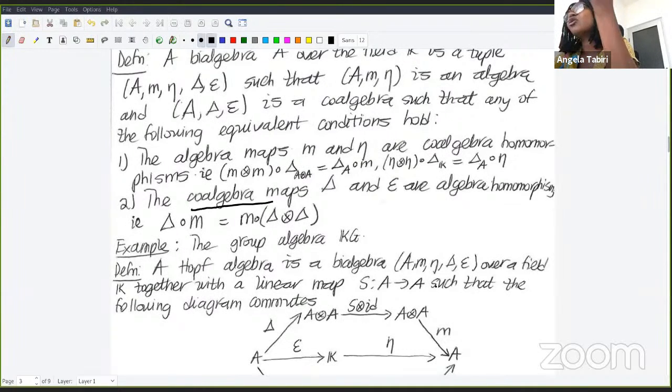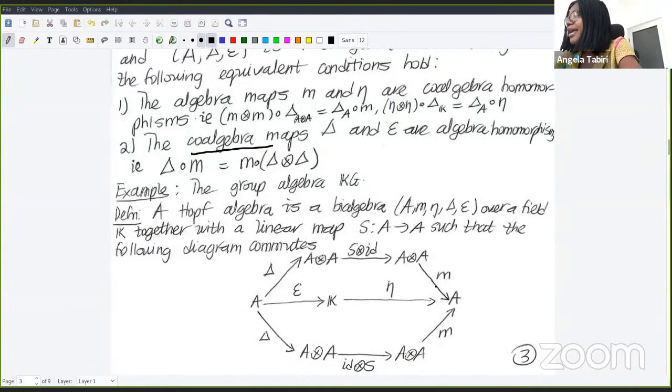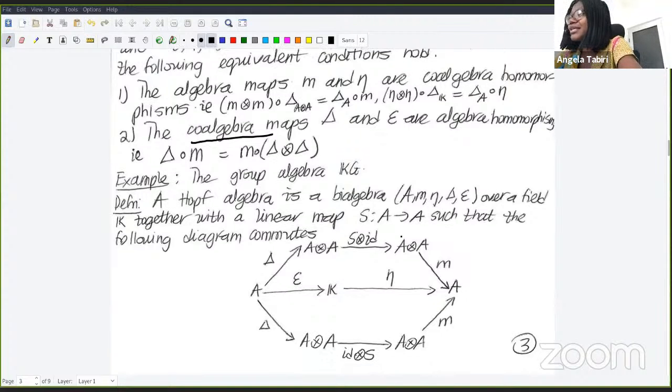Okay, so we now know what an algebra is, a co-algebra is, and a bialgebra. So the final ingredient to a Hopf algebra is what we call the antipode. So given a bialgebra, we say it is a Hopf algebra if you have a homomorphism on your set A such that this diagram commutes. So this S here we call the antipode. It is an anti-homomorphism, so it reverses the order of your multiplication.